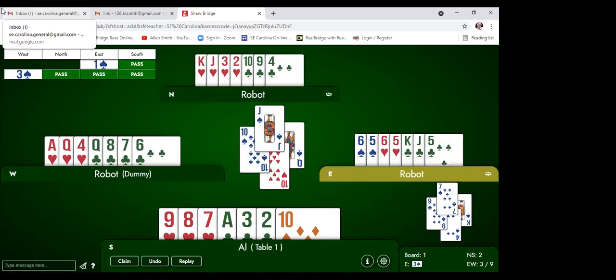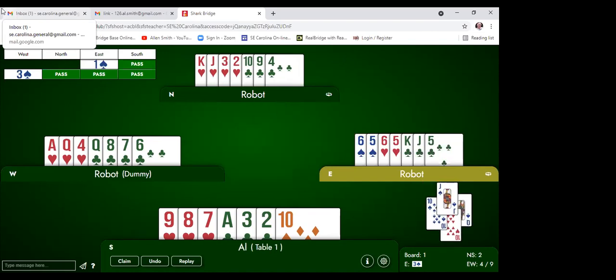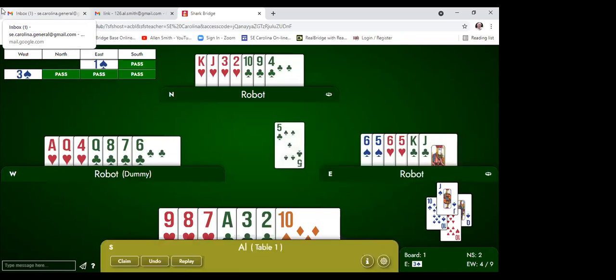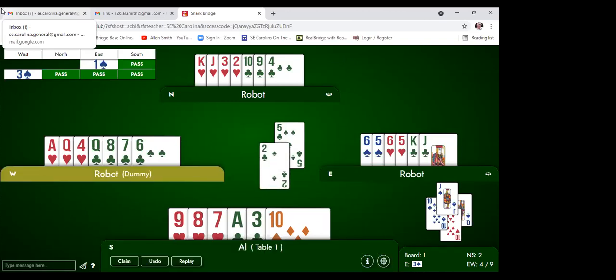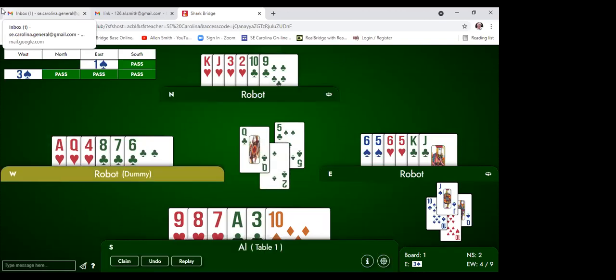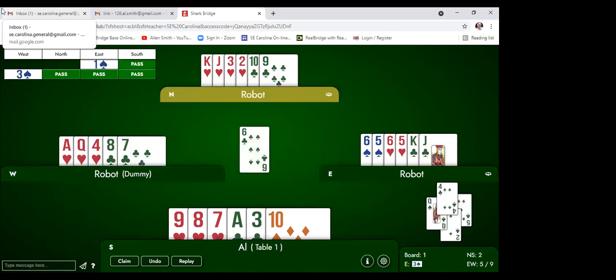Now we're back over here, and he's got a real quandary. He says, what can I do? Well, I can develop the clubs. I've got the king, queen, jack, so he's going to lead towards his honor. I'm going to play low, and he jumps up with his queen. He says, okay, that worked. Now I'll go ahead and lead another club.